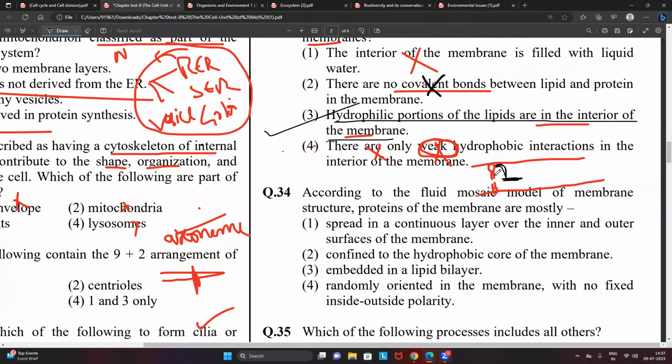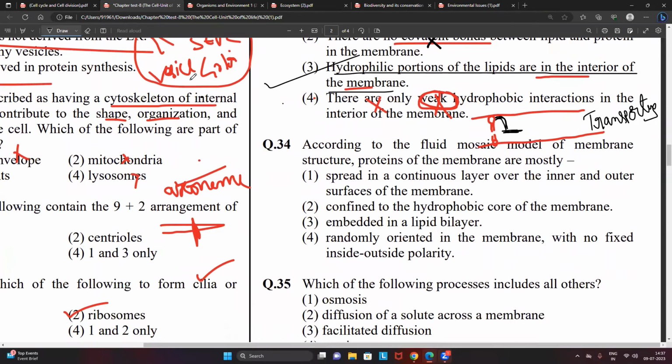Anyway, mostly friends, they won't move on their own. It takes a lot of time. They will always use the transporters. I strongly believe you remember flippases, floppases, and scramblases. There are three types of lipid transporters. With the help of them, they will transport. I hope everyone understands the question without confusion. Question number 34.